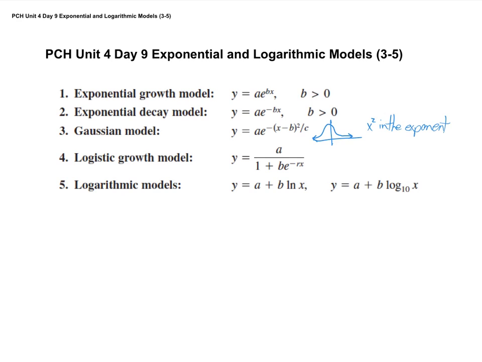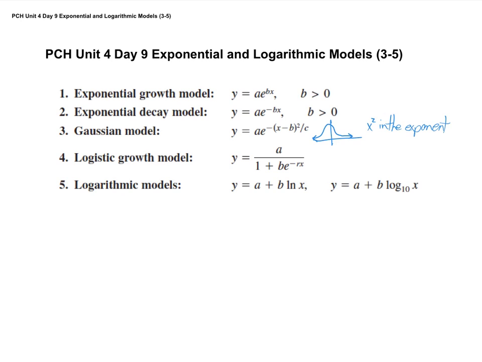So, I want you to know the term Gaussian. I want you to know that it looks like a bell curve. And I want you to know that if you see an equation where e has an x squared power, that's going to match up with the Gaussian model.